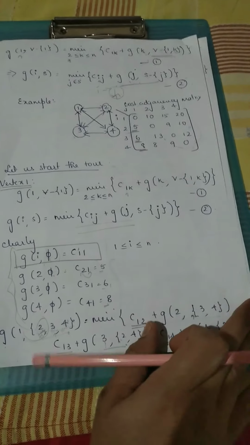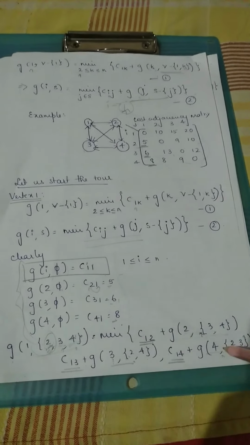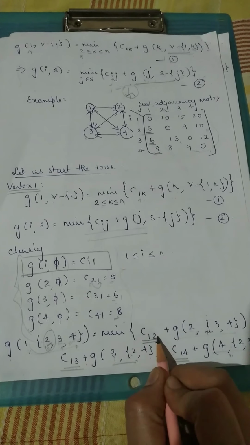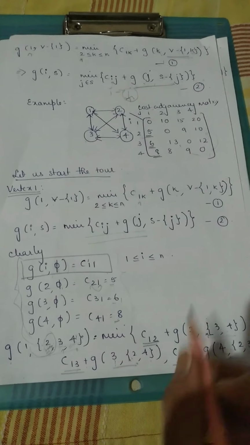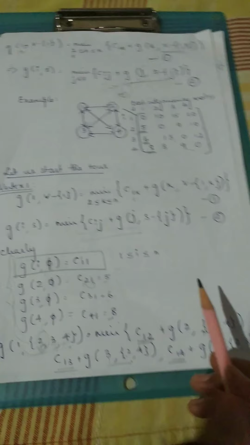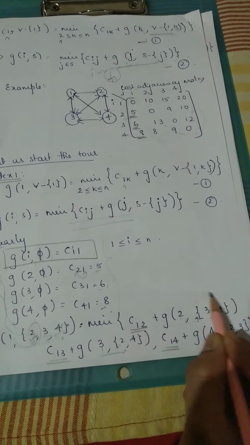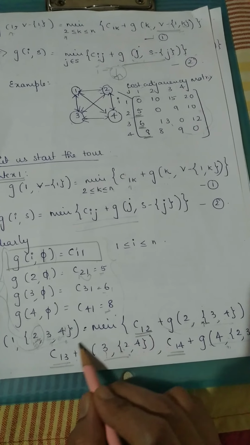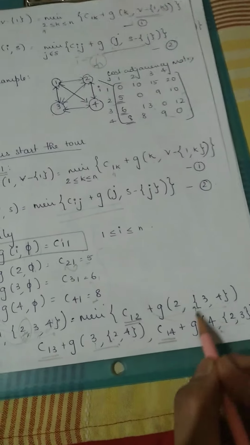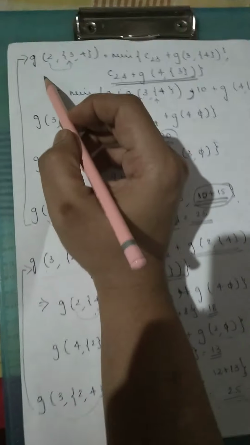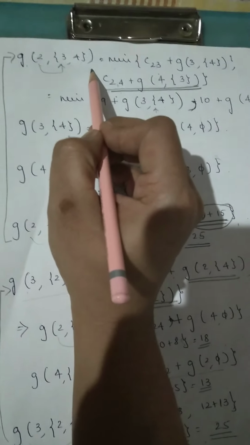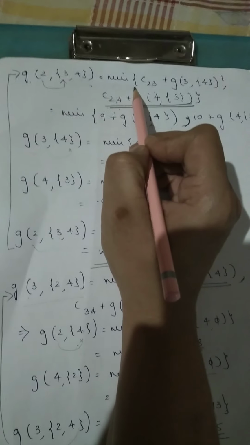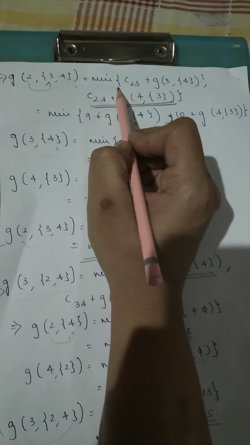Next, we need to find out these values. Because I know C of 1 to 2, 1 to 3, 1 to 4 by cost adjacency matrix. I need to find out this G of function and this function values. First, we'll see first part. G of 2, 3, 4. Again, we'll substitute the same values to the second formula.